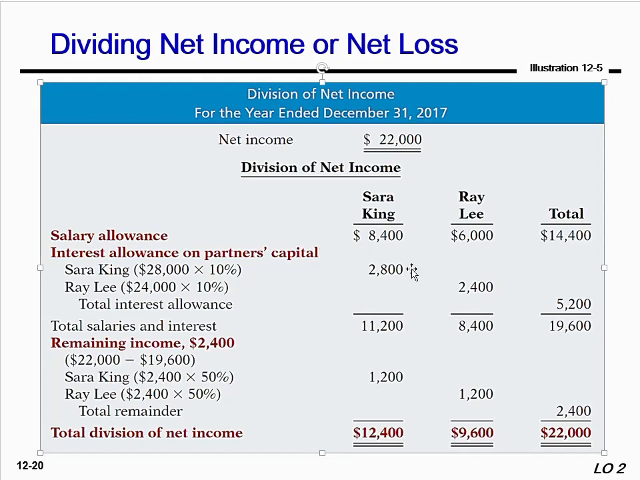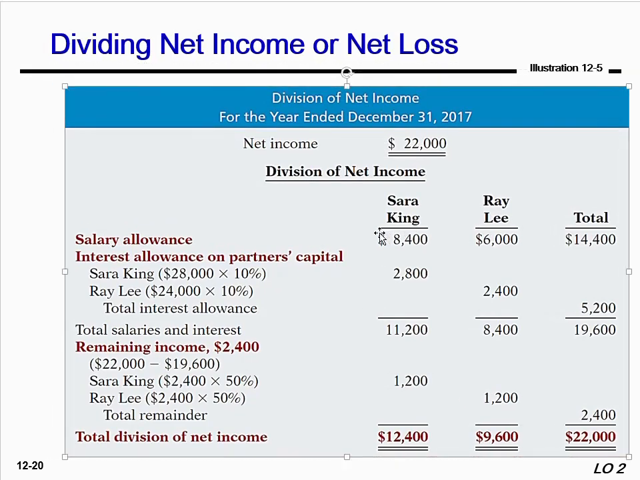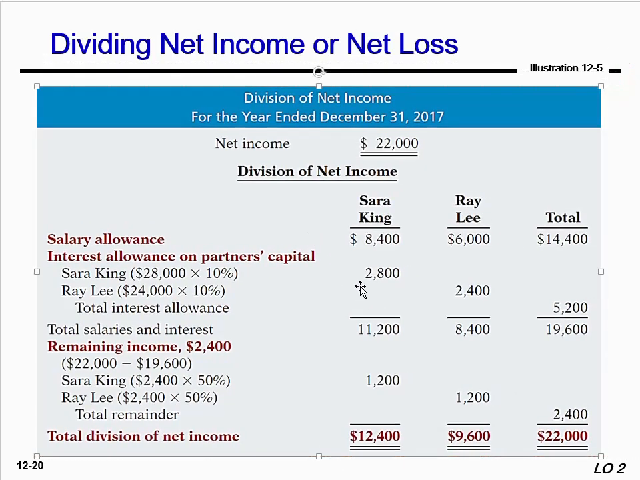So together, how much interest was paid to both of them? 2,800 for Sarah plus 2,400 for Ray. So together it is 5,200. So how much total salary and interest for each partner? Sarah got a salary of 8,400 and she got interest of 2,800. So together she charged the partnership 11,200 for salary and interest. Ray's salary was 6,000, but he also charged 2,400 for interest. So together his salary and interest is 8,400.